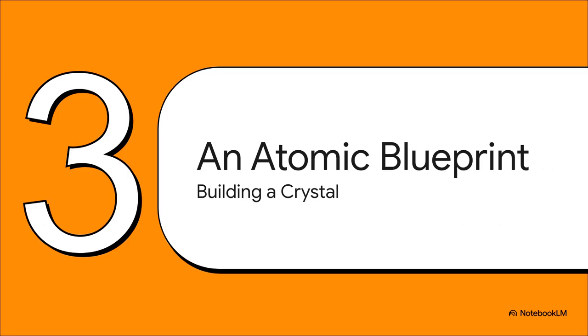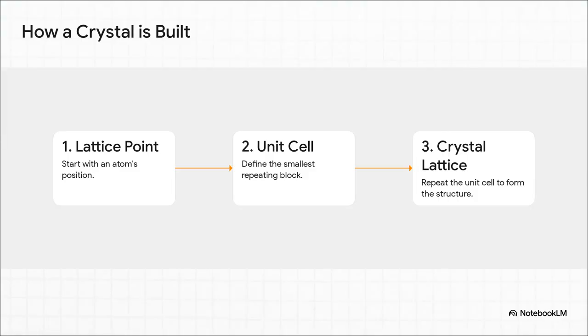Okay, so we know there are these different crystal families. But how does nature actually build these incredibly precise ordered structures from the atom up? Well, it turns out it all starts with a simple blueprint. See, building a crystal is basically a 3-step process. First, you start with lattice points. That's just a fancy way of saying the specific locations where the atoms are.